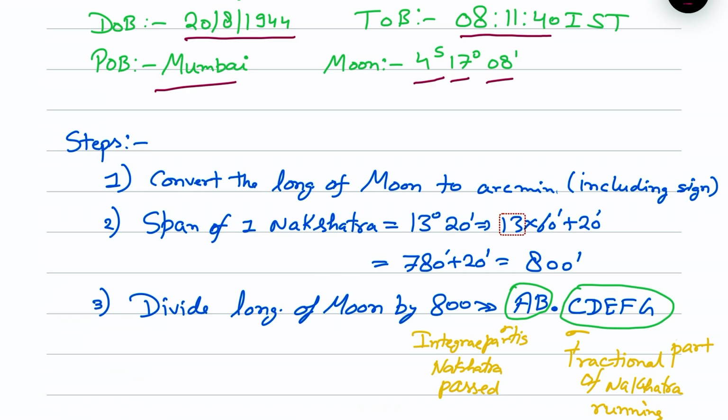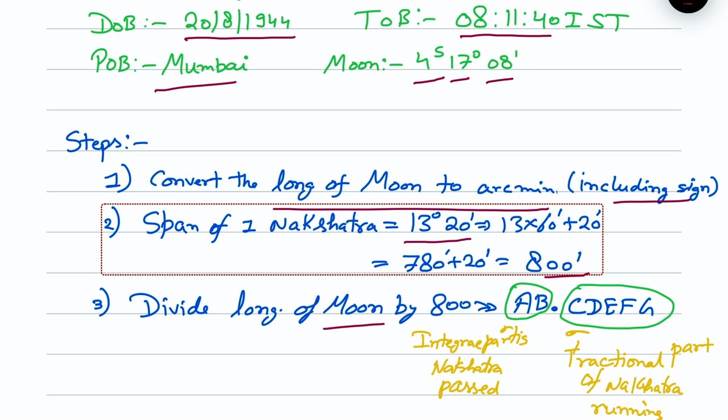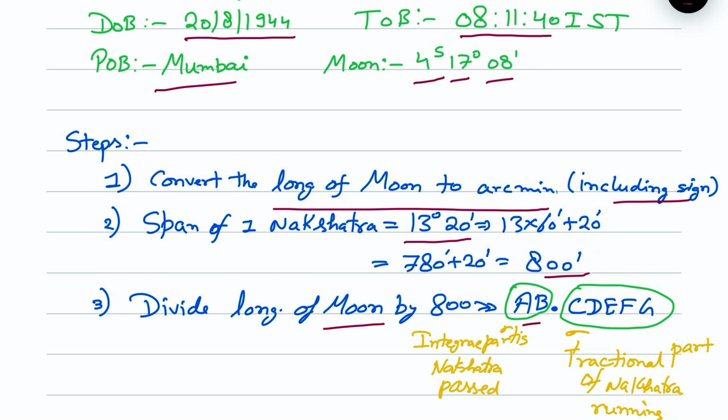The steps for calculating the Mahadasha: first, convert the longitude of moon to arc minutes including sign. The span of one nakshatra is 13 degrees 20 arc minutes, so we convert it into arc minutes, and it comes to 800 arc minutes. Now divide the longitude of moon from step 1 by 800, and we will get something like AB dot CDEF. AB is the number of nakshatras which have passed, and the decimal part relates to the nakshatra which is running, from which we will do the calculation.